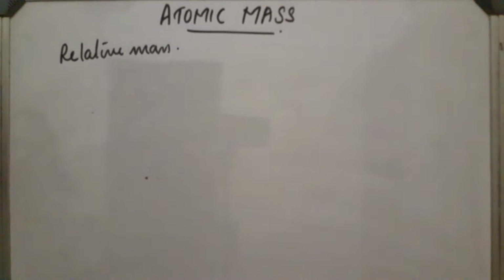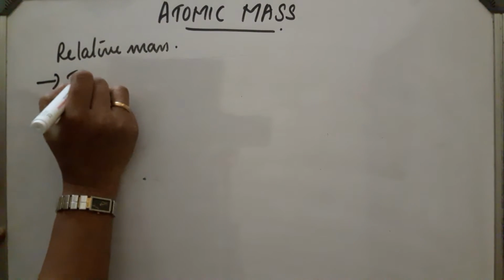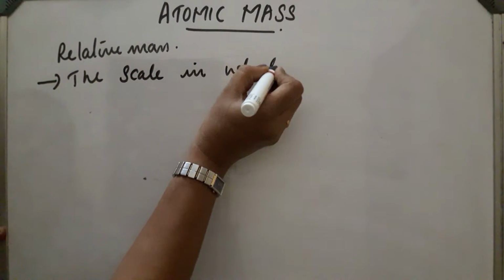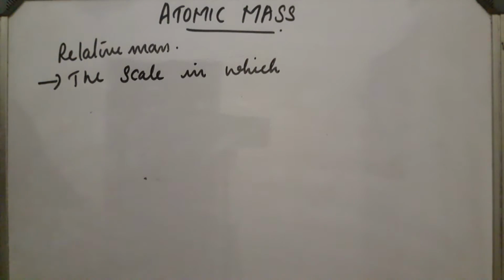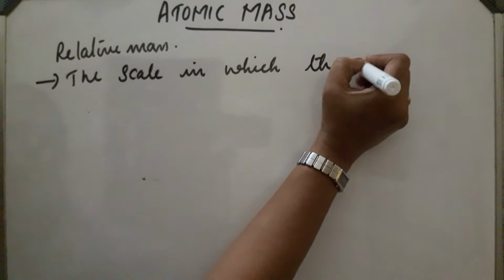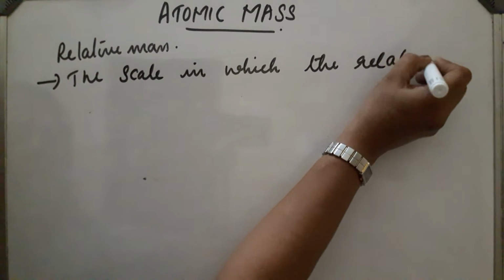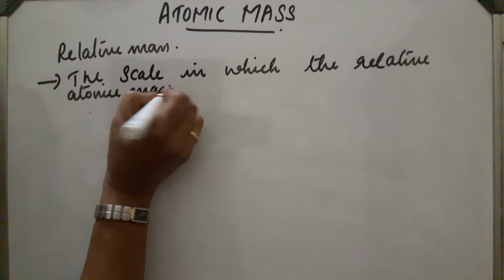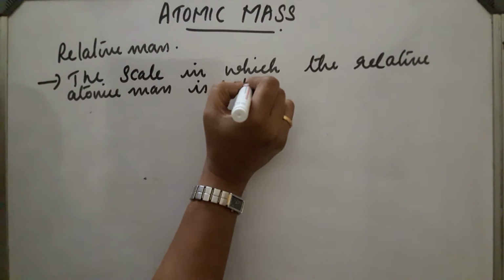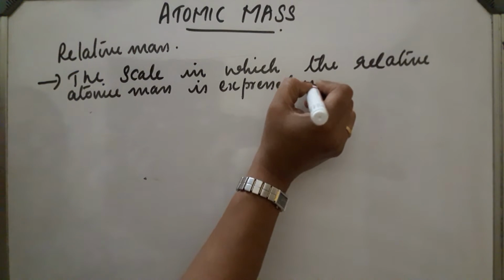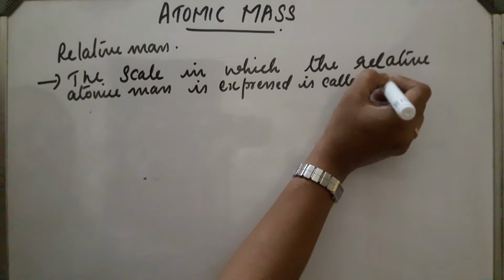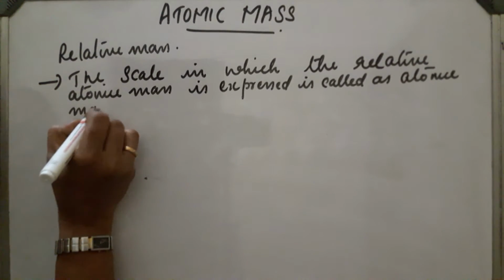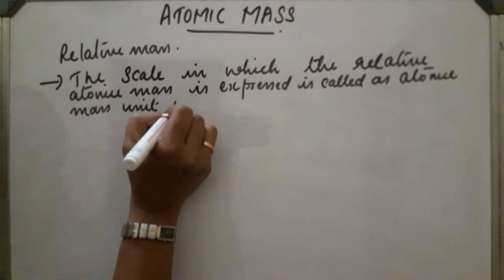The scale in which the relative atomic mass is expressed is called the atomic mass unit, or AMU. Okay, atomic mass unit or AMU.